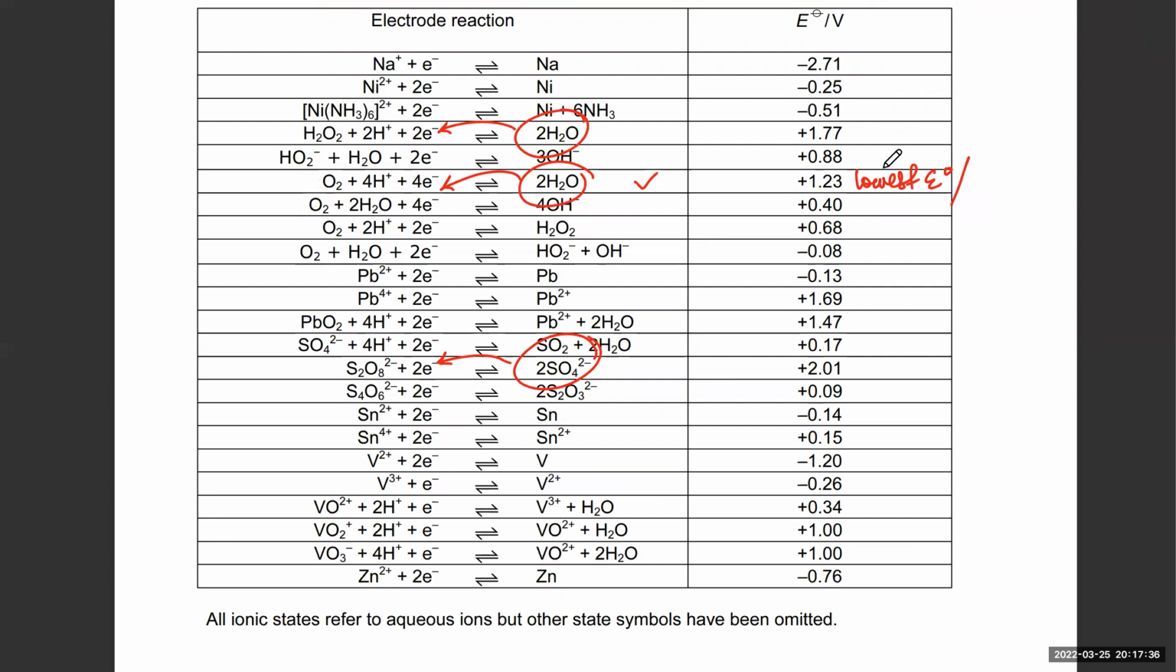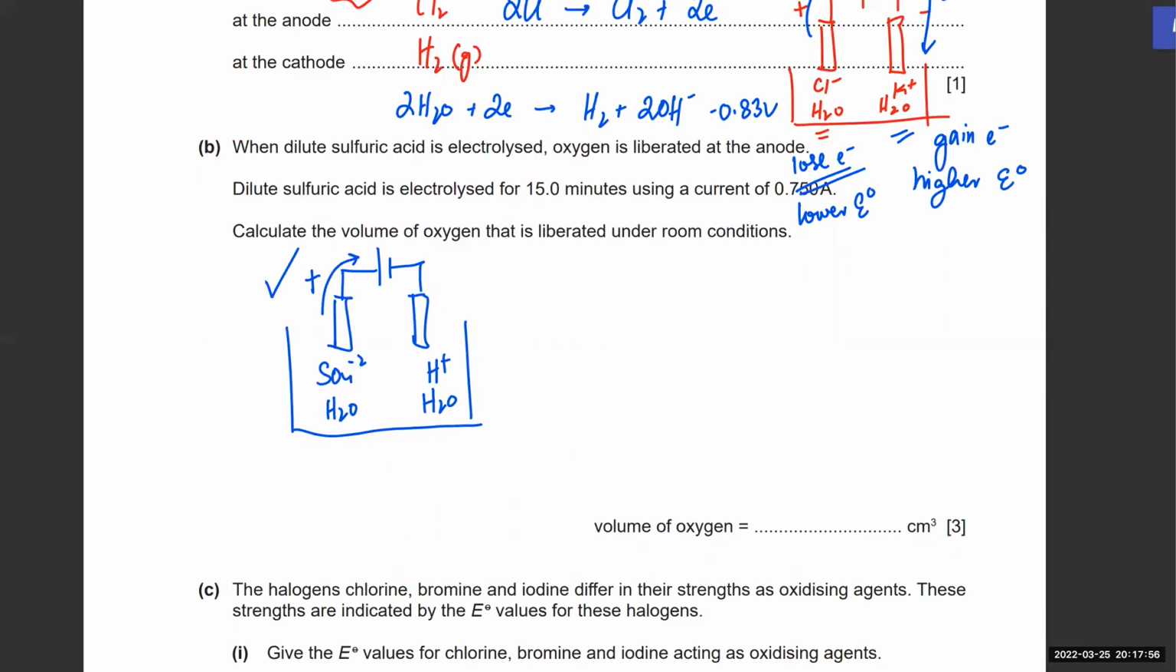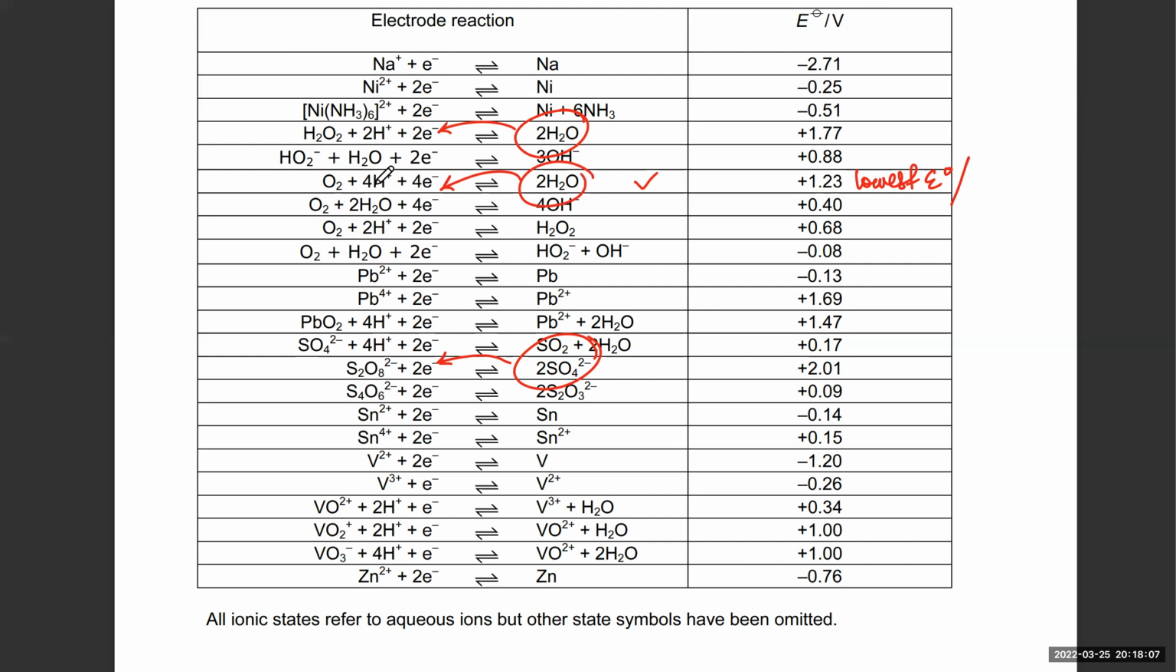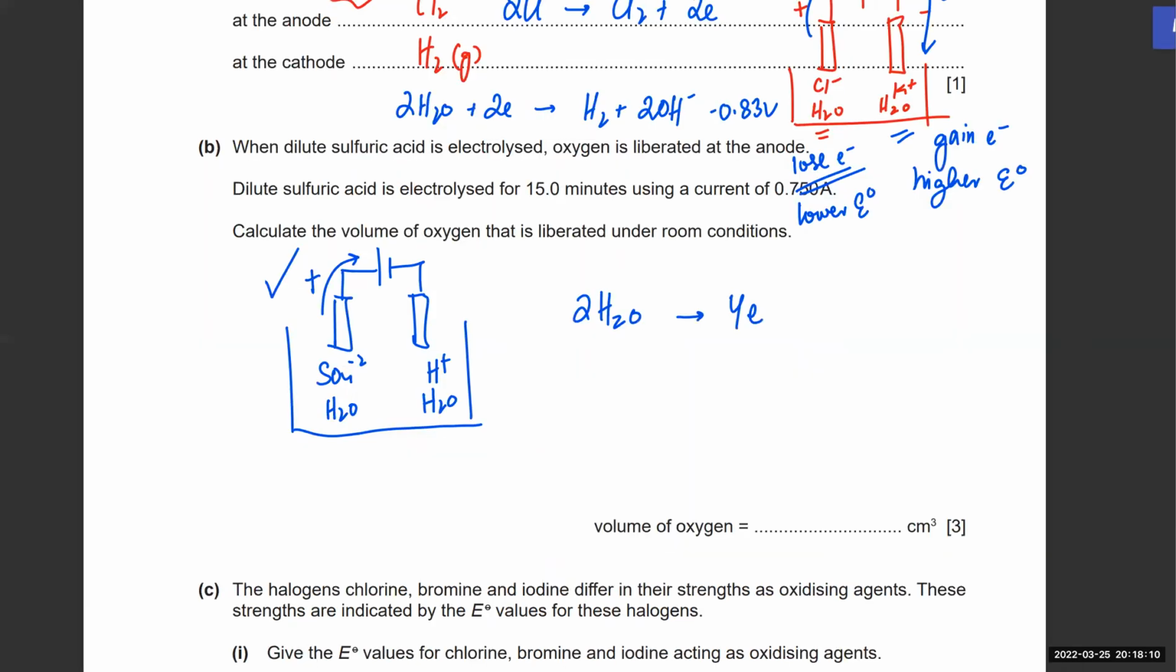So which one has the lowest E0? It's this one. It's 1.23 volts. So this is the equation where oxygen is getting liberated. It's 2 water molecules losing 4 electrons to form 4H+1 and O2. So remember, you had these two things: water or SO4-2 losing electrons, and who loses electrons? The one that has the lowest E0. So it's going to be water. So the equation that we are dealing with is this one: 2 water molecules losing 4 electrons to form 4H+1 and O2, right?